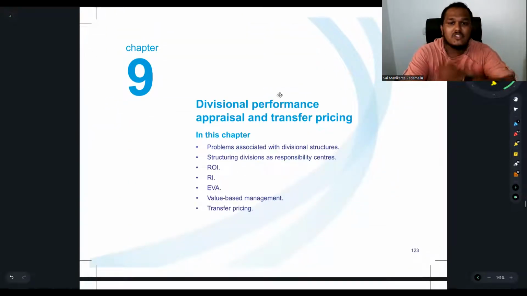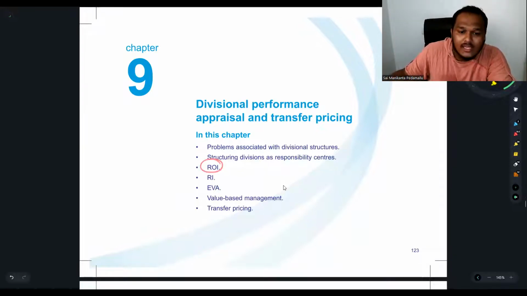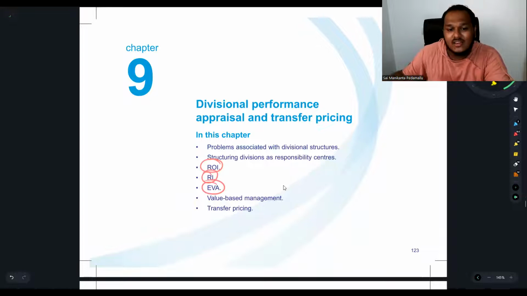Then talking about divisional, as I already told you guys, when you talk about division, we talk about investment into a particular division. So you have your ROI, RI and EVA here. Then you have value-based management and transfer pricing.